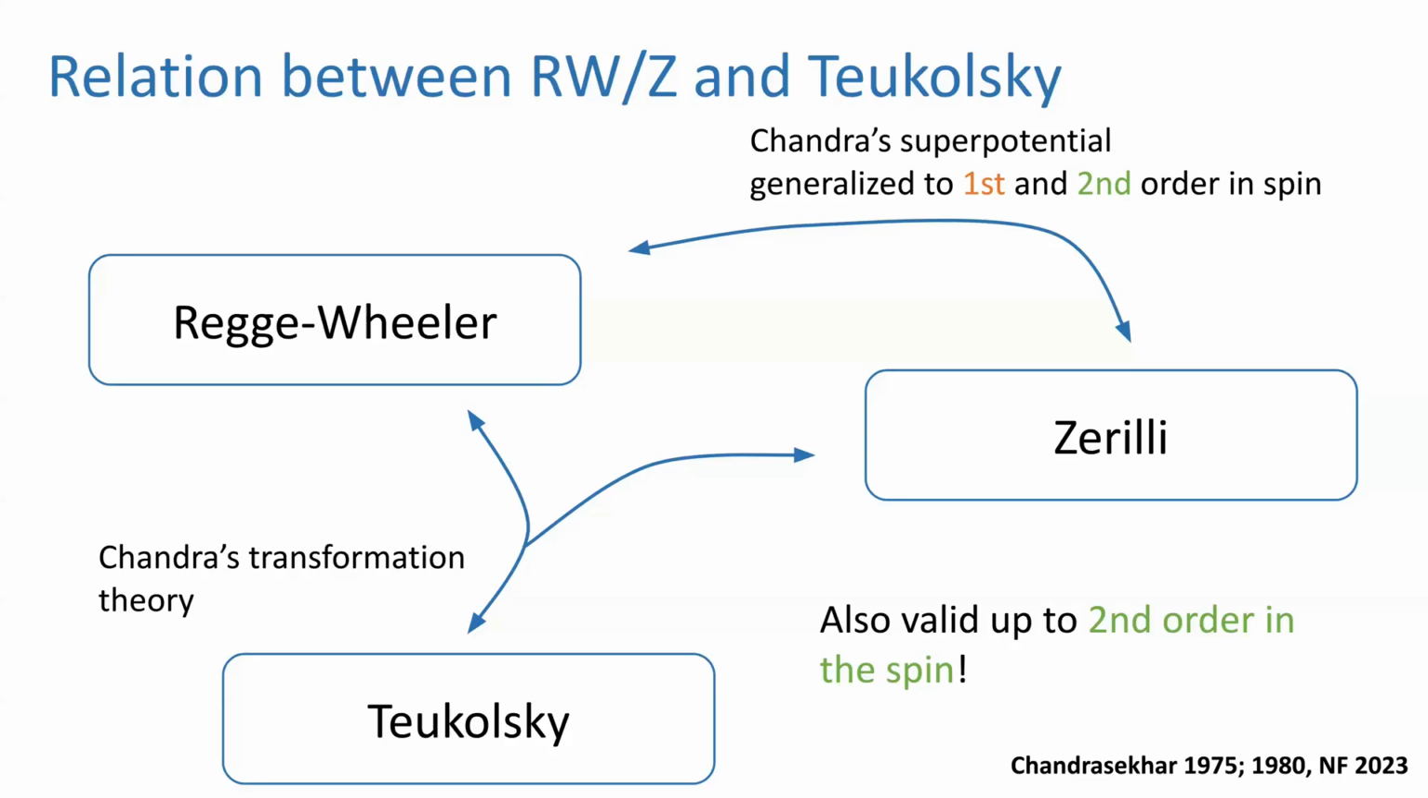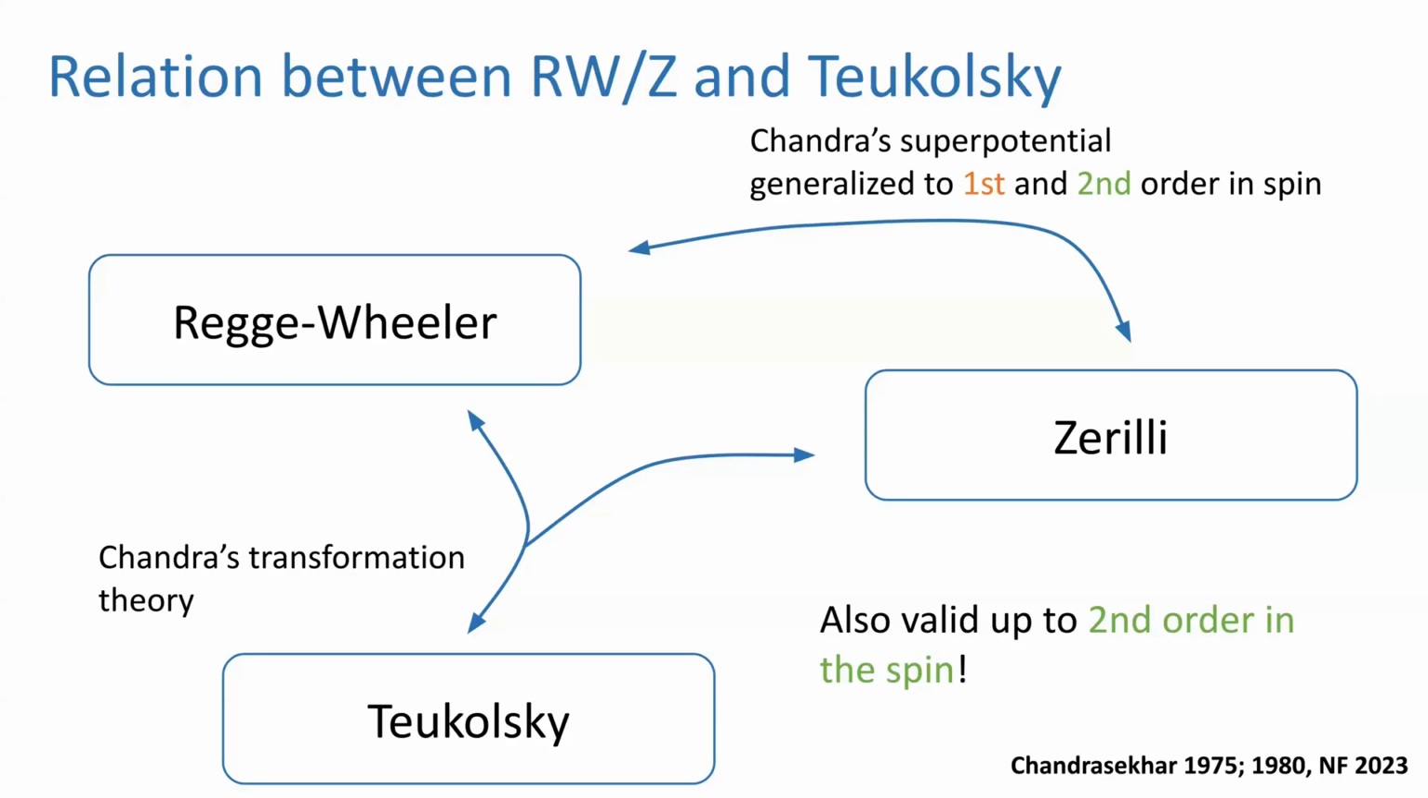So what do you mean by non-spinning Teukolsky equation? So you take the Teukolsky equation and you put a equal to 0. Okay, but then it's valid up to second order? Yeah. So this transformation with a equal to 0 was found by Chandrasekhar in 1975, because Chandrasekhar was not interested in slow rotation. And what I found two years ago is that this transformation can be generalized at least up to second order in the spin.